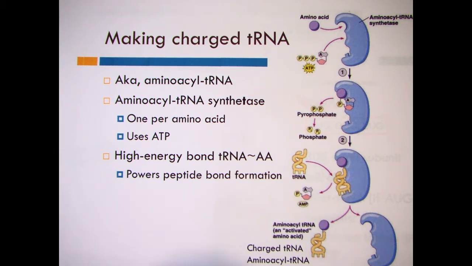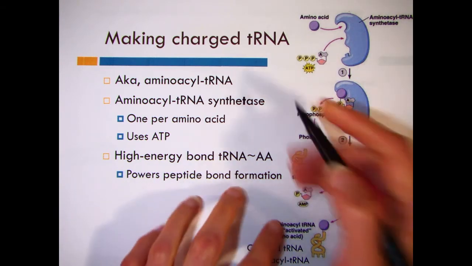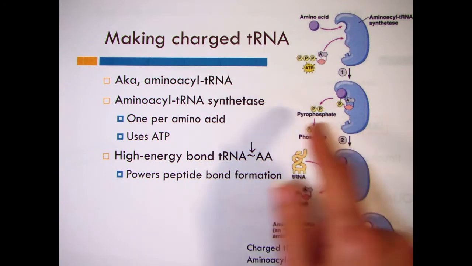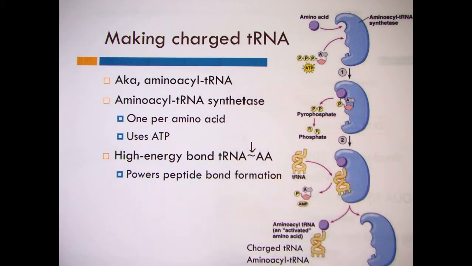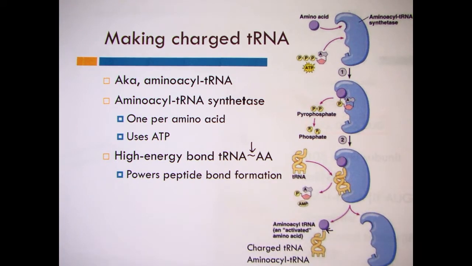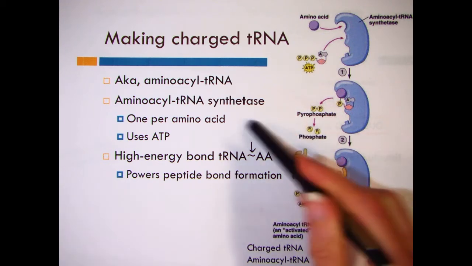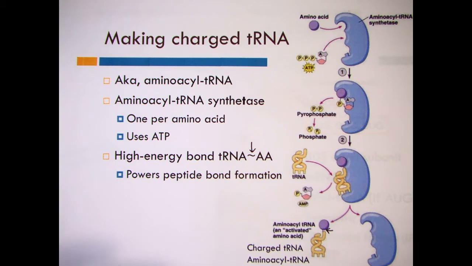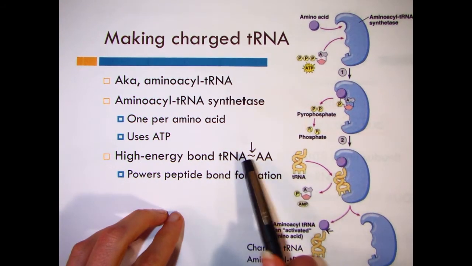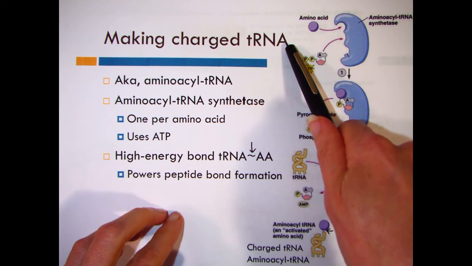The reason that this is important is, do you remember before when I told you that the squiggle bond indicates a high energy bond? So the energy in the ATP has actually been transferred into this bond right here between the tRNA and the amino acid. And this is the energy that is going to be used to form the peptide bond during actual protein synthesis. So the energy originates with ATP, and is stored in this bond here on the charged tRNA.